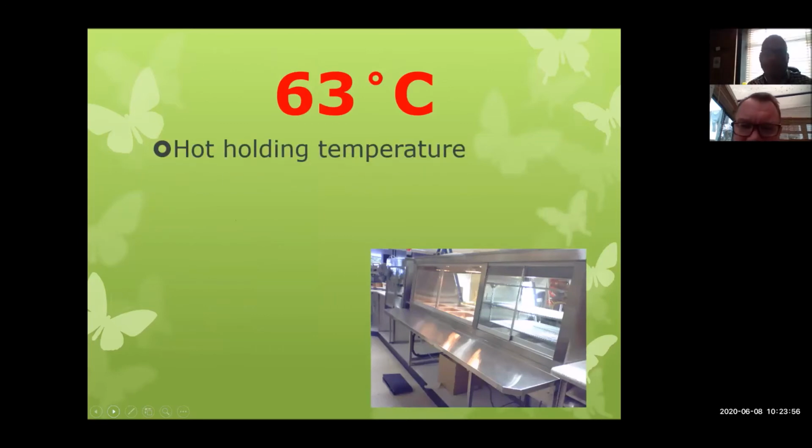63 degrees is also the top end of the danger zone, and this is what we call the hot holding temperature. So you see that picture on the screen, you've got hot plates and stuff like this. So you're thinking about your refectory. Any hot food that is served must be above 63 degrees, right? That is the top end of the danger zone.